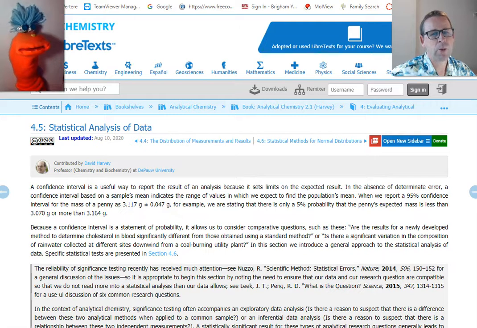Okay. Now, what about a scenario where we don't know if it's more or less, but we want to find out if there's just a difference between one sample and the other? When would we want to do that?